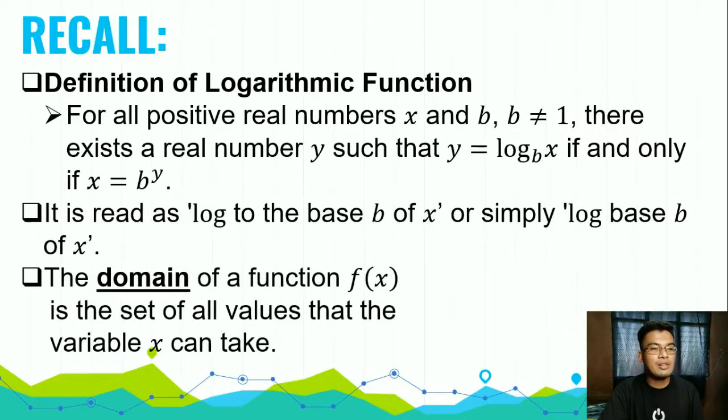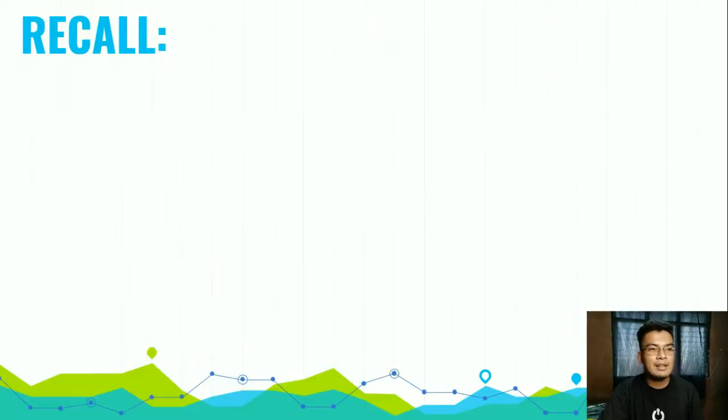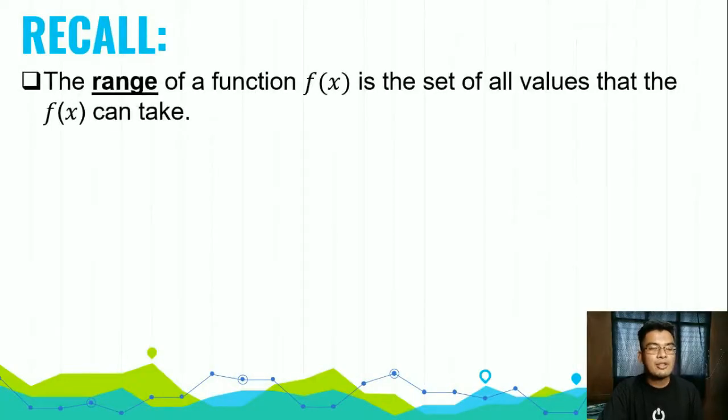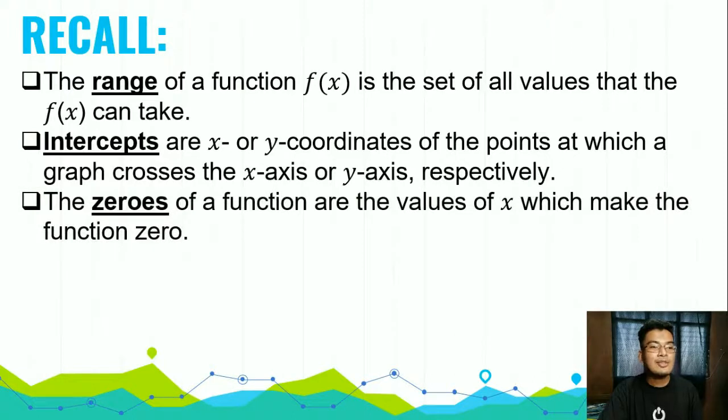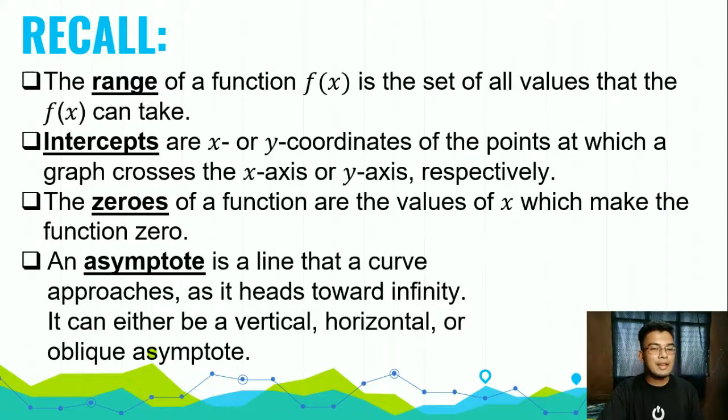The domain of a function is the set of all values that the variable x can take. And the range of a function is the set of all values that the variable y can take. Intercepts are x or y coordinates of the points at which a graph crosses the x-axis or y-axis respectively. So yan yung point of intersection ng graph at ng either x or y-axis. Yung zeros naman, the zeros of a function are the values of x which make the function 0. An asymptote is a line that a curve approaches as it heads toward infinity. It can either be a vertical, horizontal, or oblique asymptote.